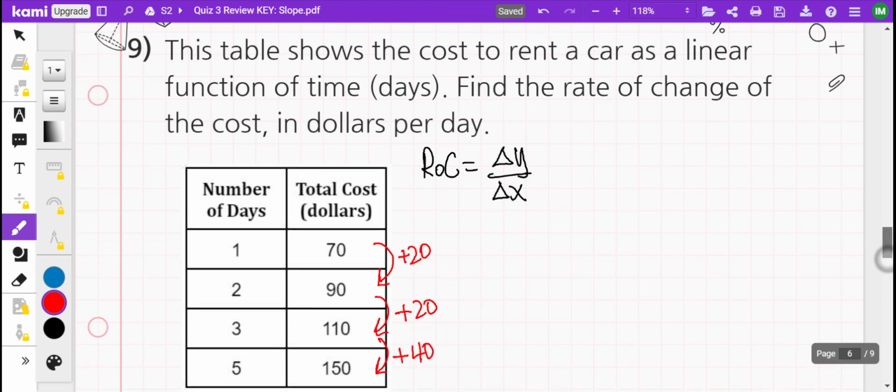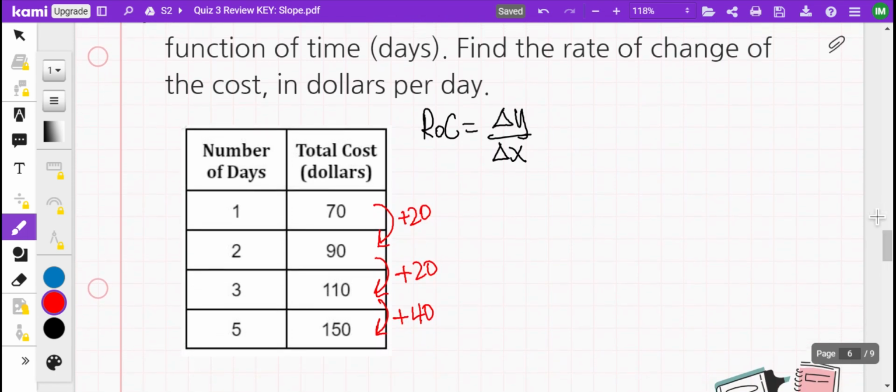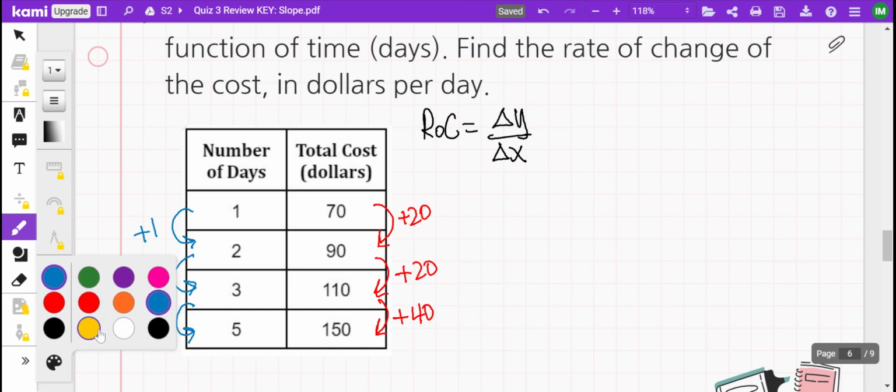Now, because they are different, I can't just write down my rate of change right away because I need to make sure that it's constant. So I'll do that in a moment. Let's find our change in x first. From 1 to 2, we're adding 1. From 2 to 3, we're adding 1. And from 3 to 5, we're adding 2. So let's go ahead and set up our rate of change.